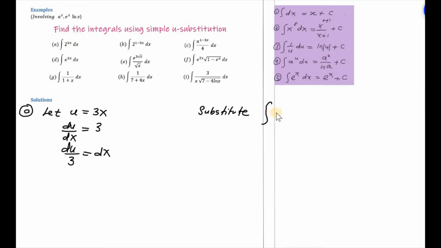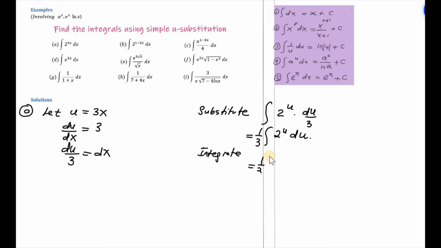So this question A now eventually becomes 2 power u, and the dx is du over 3. Check my work. Before we integrate, do consider putting the constant in front, and we are just to integrate 2 power u du. Right, so refer to our formula list. This is an exponent, a constant power u, which is formula number 4. Integrating a power u gives a power u over ln a. So let's integrate now, using formula number 4 here. Okay, so check my work.